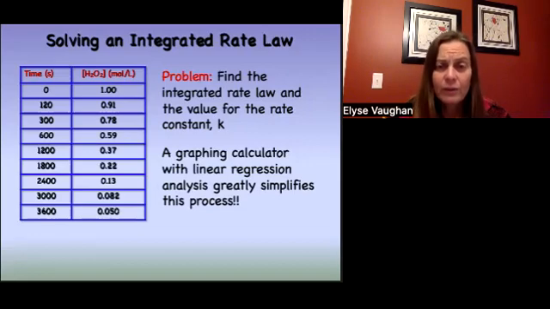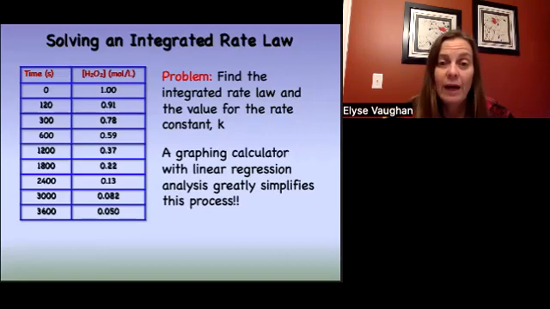Even if we're not told that what we're finding is the integrated rate law, we know that we are because we're given time and concentration information. We're not given a series of different reactions done at different concentrations the way we are for differential rate laws. Now, this is a lot easier if you have a graphing calculator with linear regression analysis. But even if you don't have that, we're going to talk about some ways that you can solve these problems.